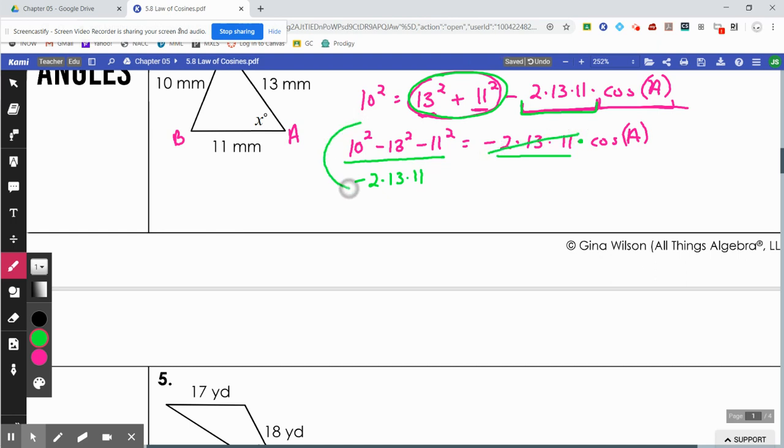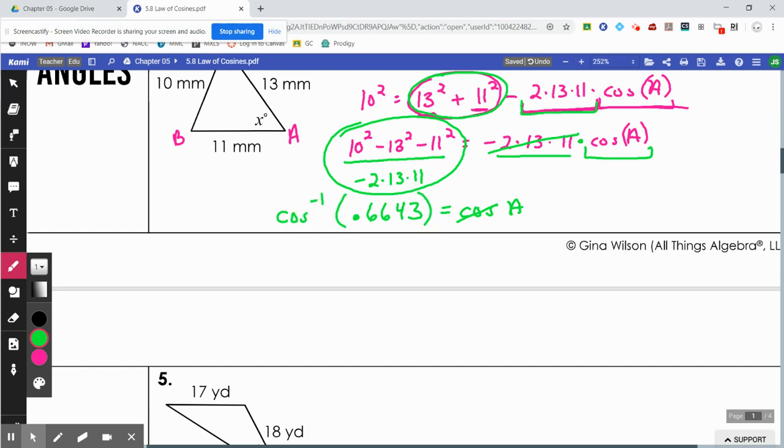So we're going to type all this stuff in, and you get 0.6643 is equal to the cosine of a. So we've actually got one more step. We've got to move this cosine over to the other side by doing the inverse cosine.